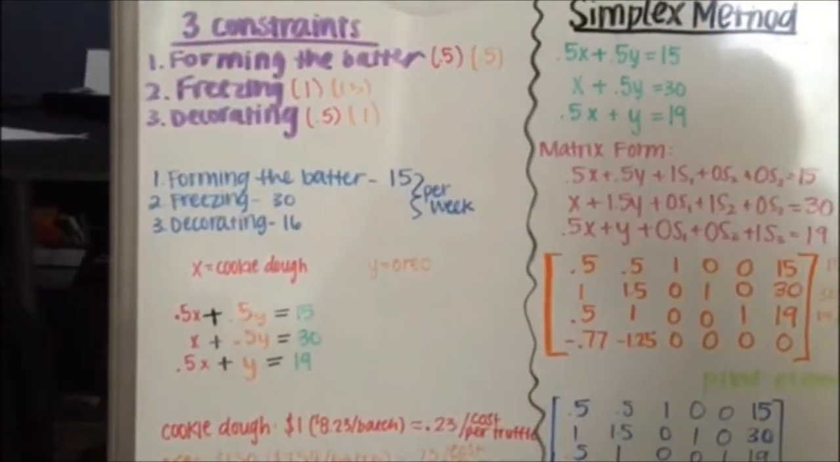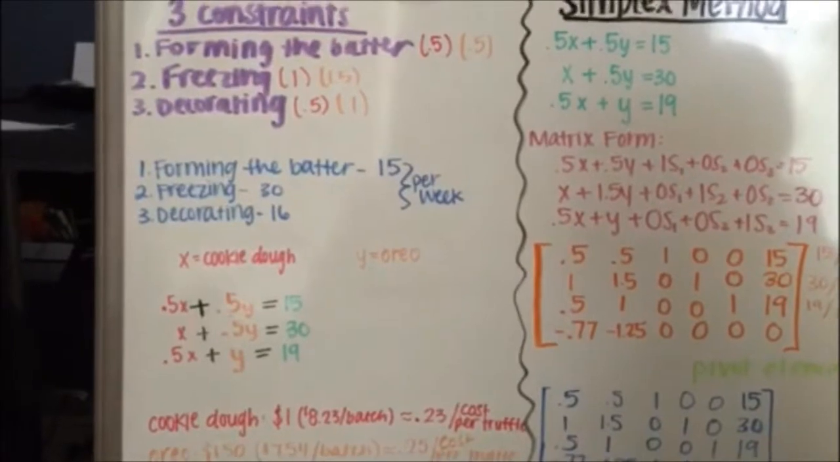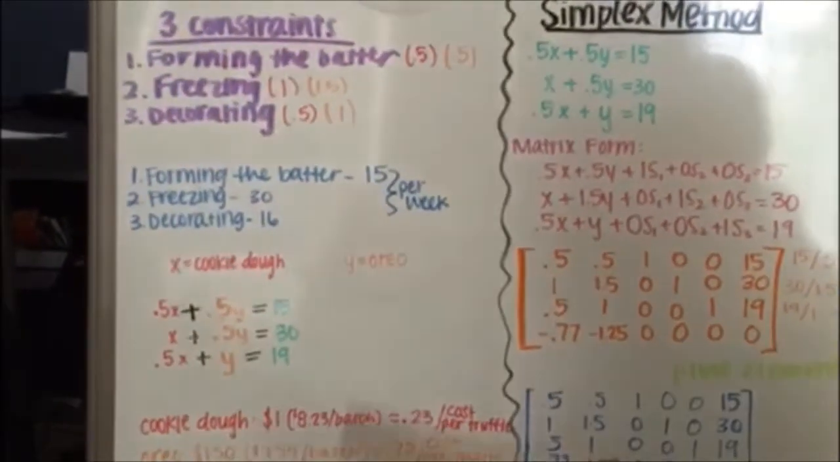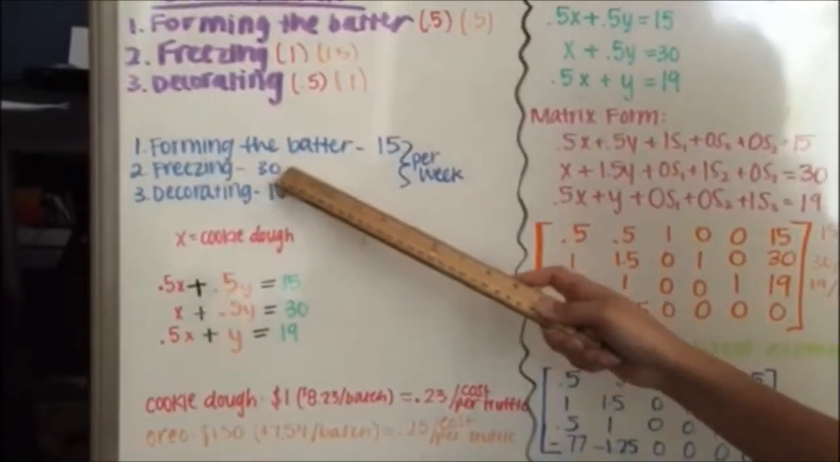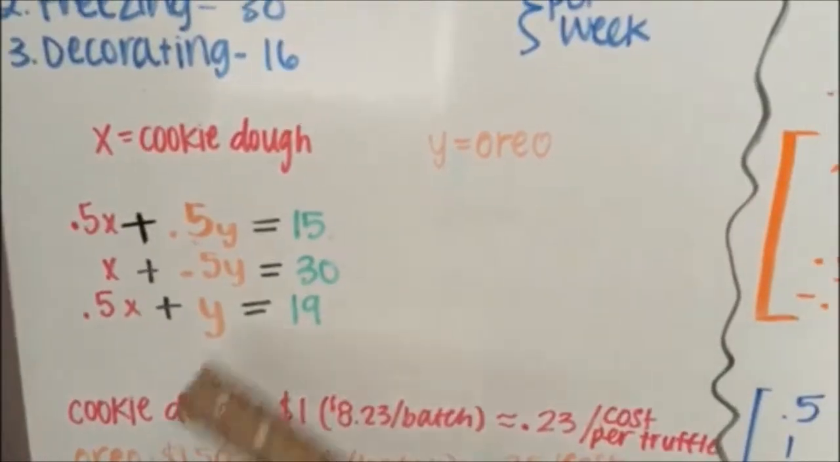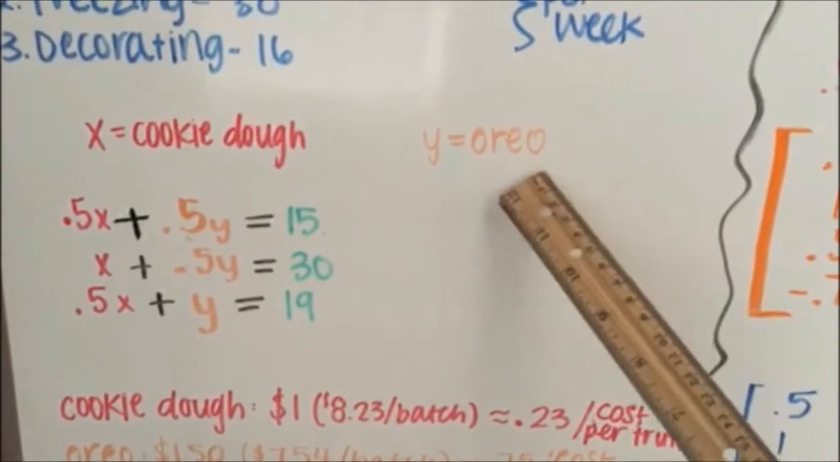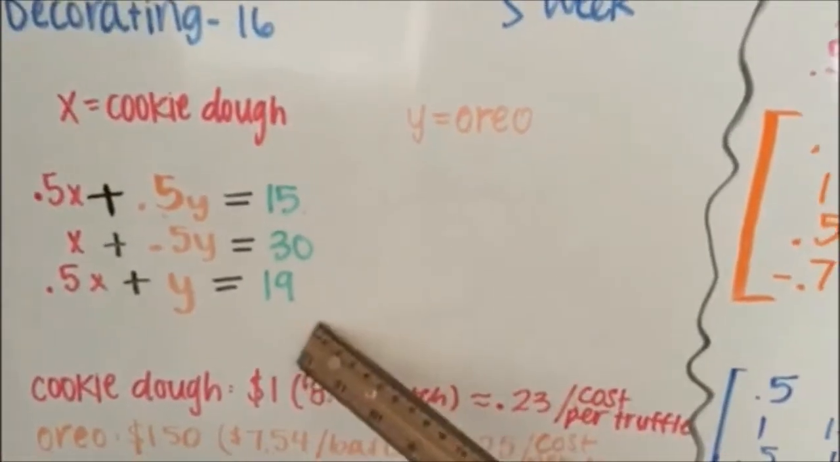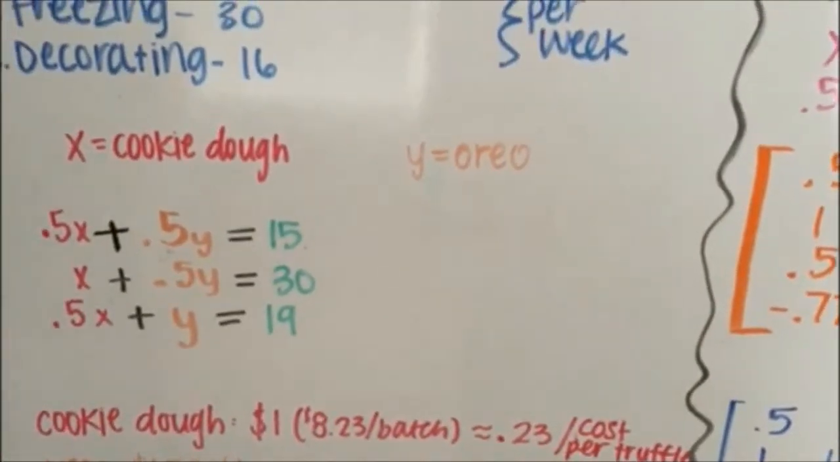Since we are open for 12 hours each day, 8 a.m. to 8 p.m., it would take 15 hours per week to form the batter, 30 hours for freezing, and 16 hours for decorating. If we say X is the cookie dough and Y is Oreo, we can form the following linear system of equations using our constraints.